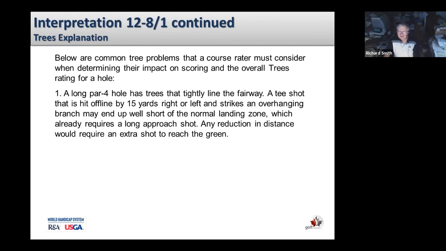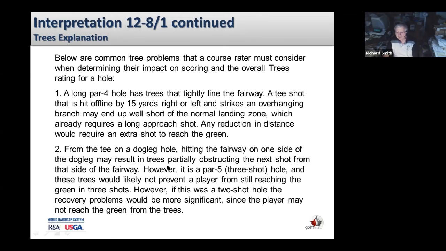Some situations here. Long par 4, tightly lined fairway. If you're offline by as little as 15 yards, you could hit overhanging branches that would limit how much distance you get. Any reduction in distance would require an extra shot to reach the green. That's a fairly significant point when we're evaluating trees.